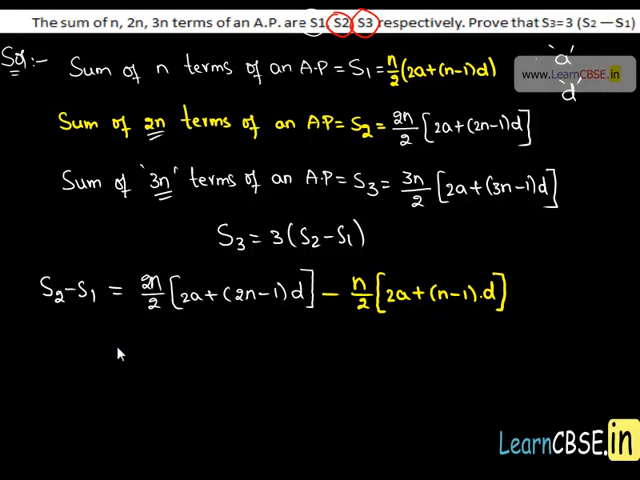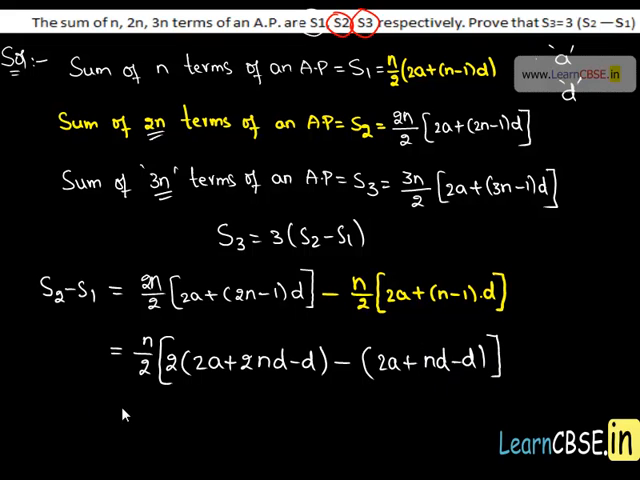Let us simplify this. We take n upon 2 common from both these terms. Then we remain with 2 times this term. Let us simplify it. We have 2a, and then let us distribute this d inside the bracket. That implies 2nd minus d. Similarly, from this term we have taken n upon 2 common, so we remain with a negative sign. We must be careful when we have a negative sign. We write it as it is, and then we have this term, that is 2a plus n minus 1 times d. If we distribute d inside the bracket, then we have nd minus d.